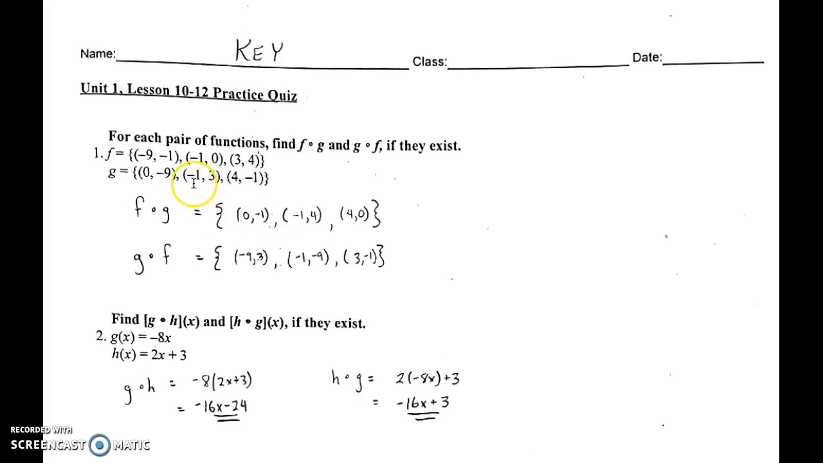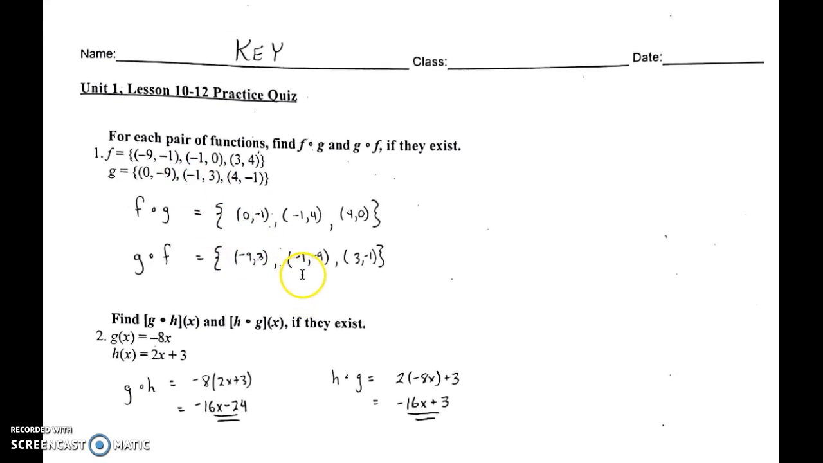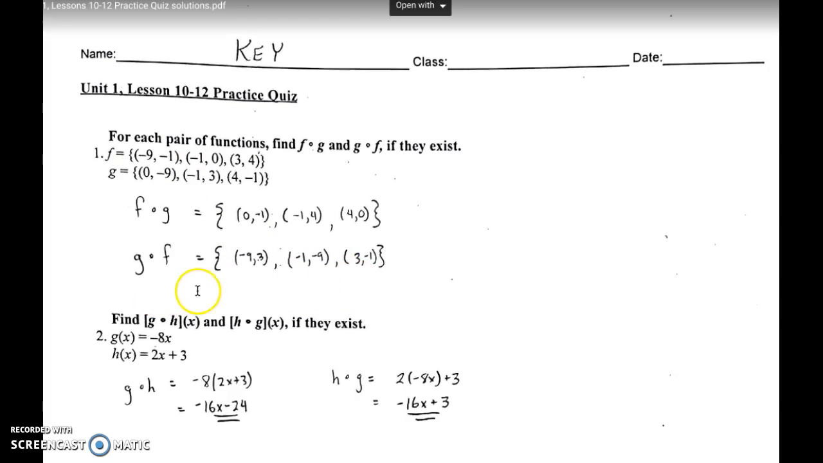For the next one, if I put in -1, I get out 3. Then I put 3 in, I get 4. So -1, 4. That's my second point. Then again, for the third point, we'll end up with 4, 0. For g composition f, this time we're starting with f. So if I start with -9 and I get out -1, then I put -1 in down here and I get 3. So -9, 3 is my first point. And then you go through and you do the rest and you'll get these other 2 points in the g composition f.